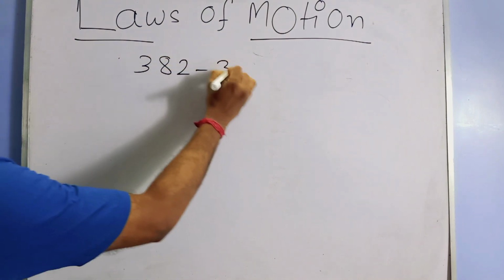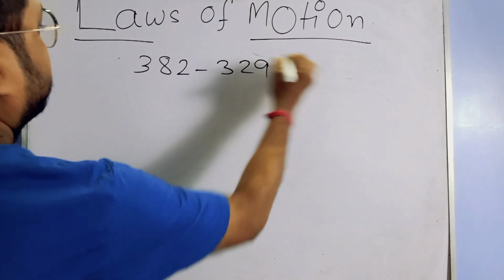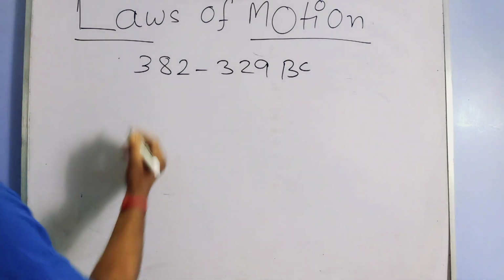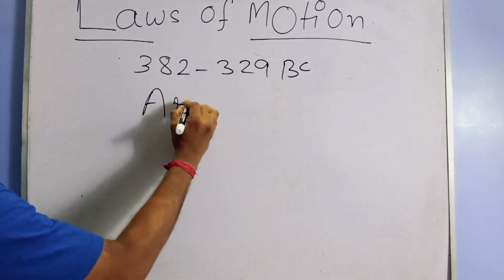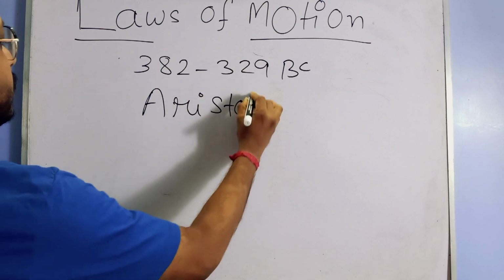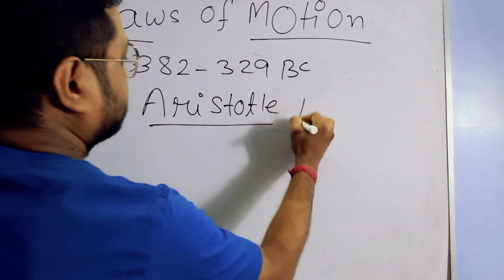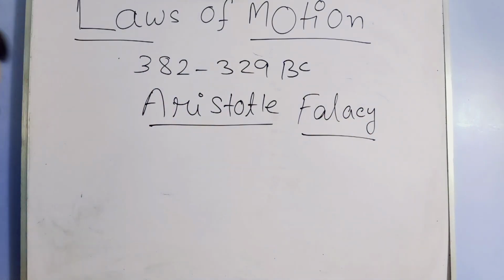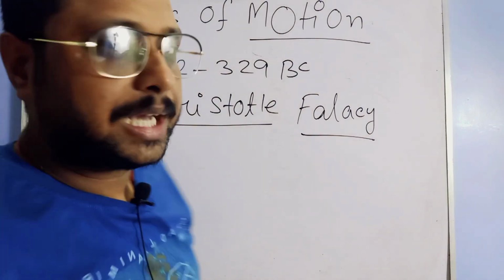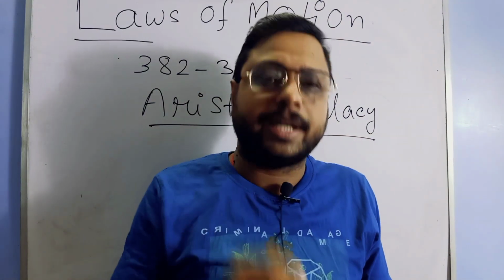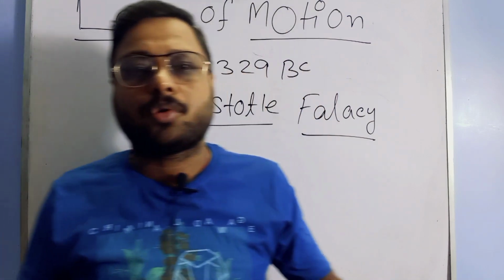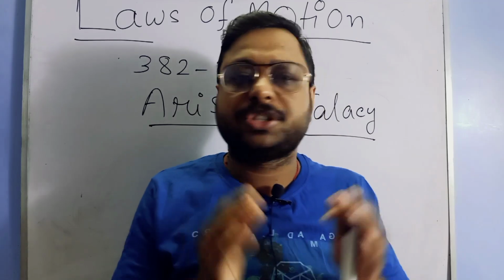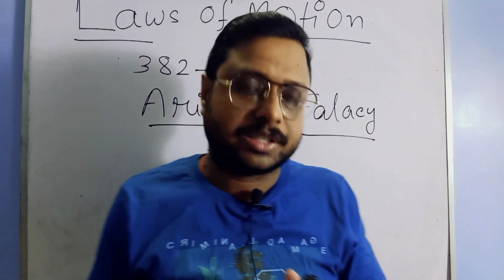To know the history of laws of motion, we can go back to 382 to 329 BC, the time of the famous philosopher named Aristotle. You know Aristotle's fallacy. What did Aristotle say? Aristotle said that every body has a tendency to come to rest. If a body continues its motion, then after some time its speed decreases and it becomes rest.